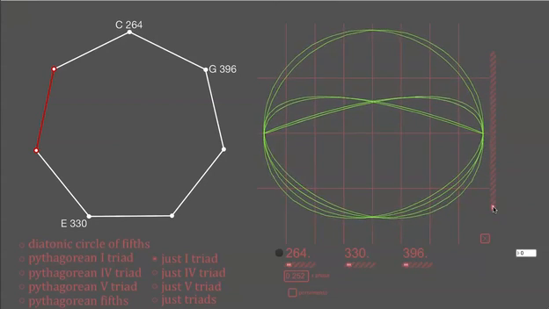So just lowering the E by a few hertz changes the sound and the behavior of the triad pretty significantly. Now, it is possible for us to build a diatonic set with just 1, 4, and 5 triads, and that's what this looks like right here. So here's our just 1 triad, a just 4 triad, and a just 5 triad.